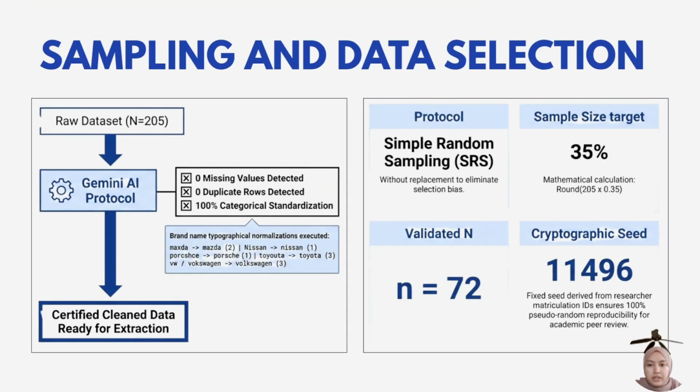For the sampling and data selection, we use simple random sampling, which gives every vehicle in the dataset an equal chance of being selected and helps reduce selection bias. Before sampling, the dataset was cleaned using Gemini AI, and the cleaning process involved checking for spelling inconsistencies, missing values, and duplicate records. Several spelling errors were corrected, while no missing values or duplicate rows were detected.